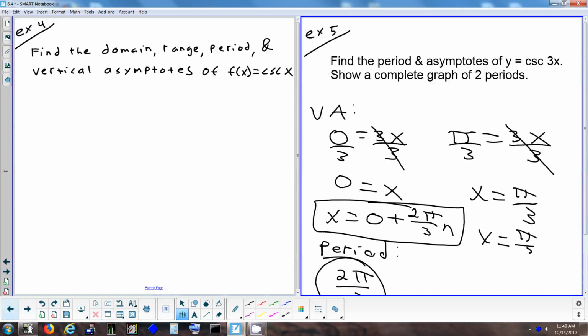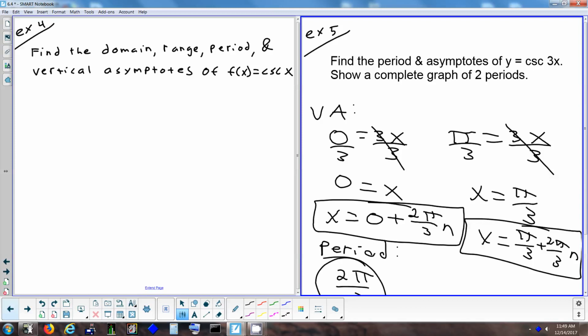And that asymptote at pi over 3 doesn't just occur one time, it's going to keep repeating. It's going to repeat every period. So plus 2 pi over 3 n. That describes every single asymptote in this function forever. Okay. And the period.